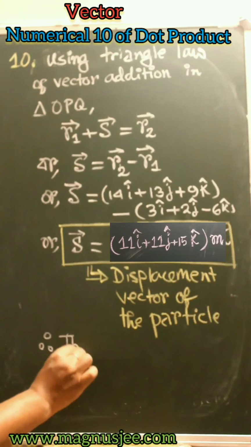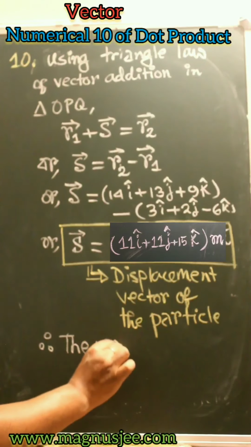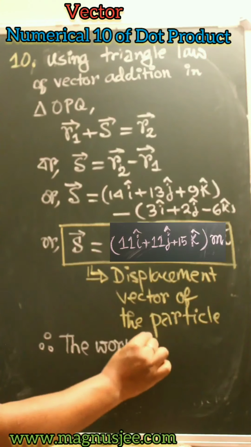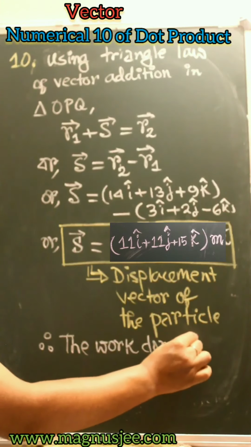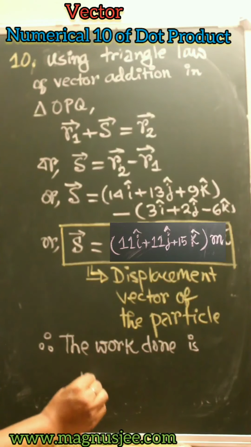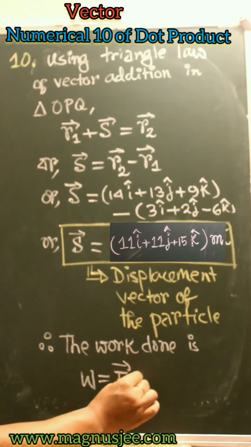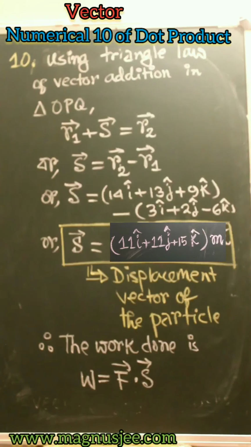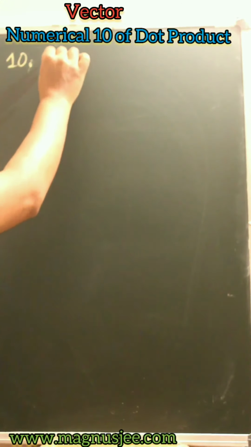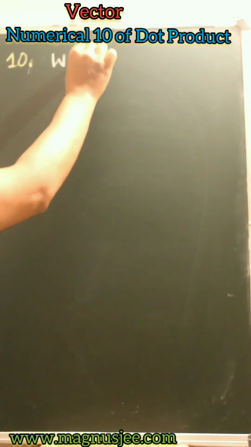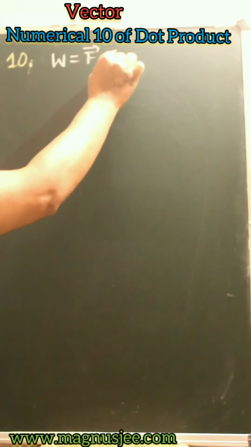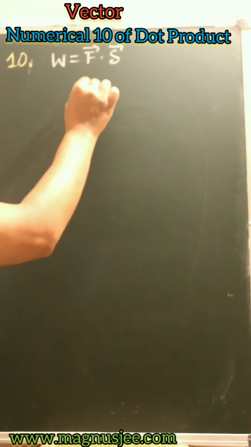Therefore, the work done by the force is W equals, work done is scalar, vector F dot vector S, force vector dot displacement vector. Work done is equal to the dot product between force vector and displacement vector. Therefore, W equals vector F dot vector S.